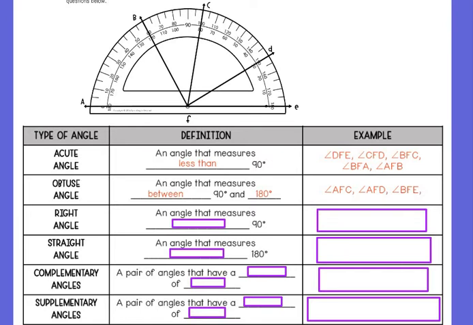All right, so a right angle has to have a measure of what? Exactly 90 degrees. So Nathan, what is our example there? BFD. BFD is our only 90-degree angle.